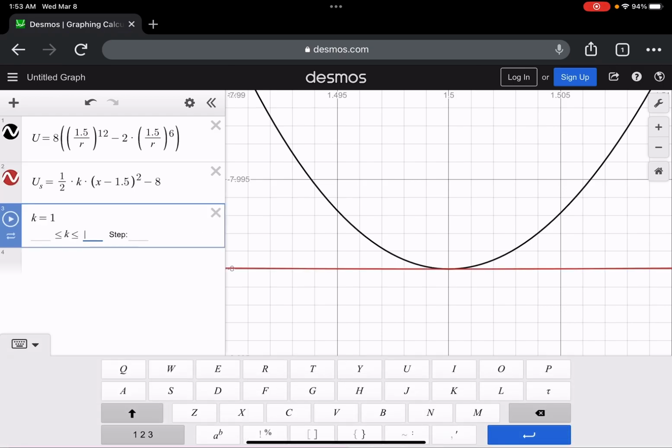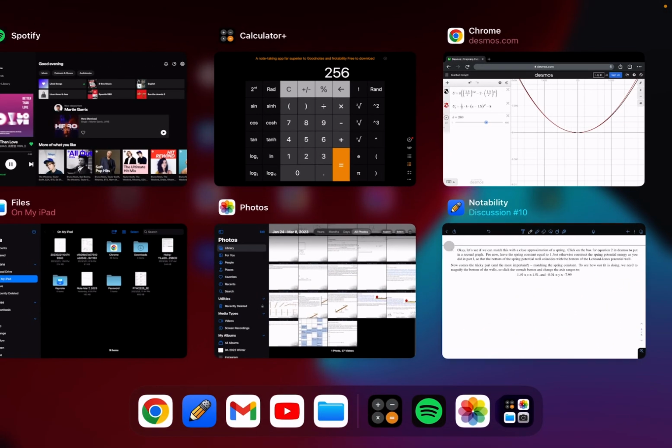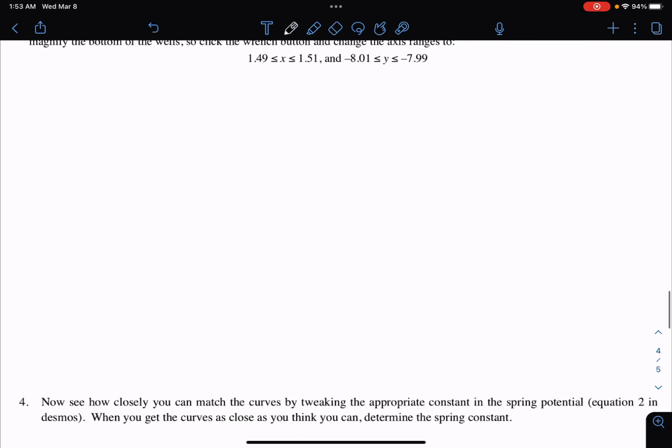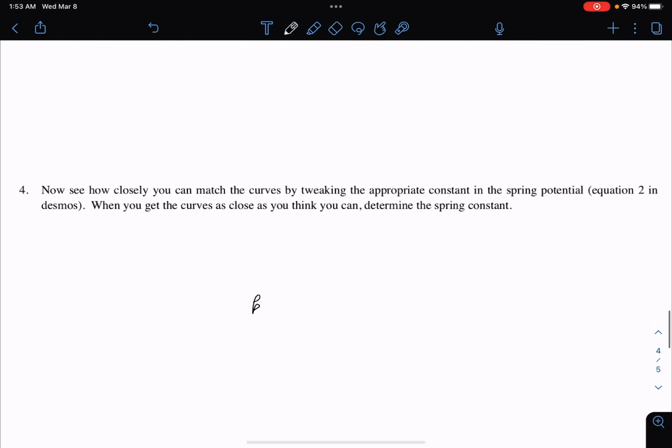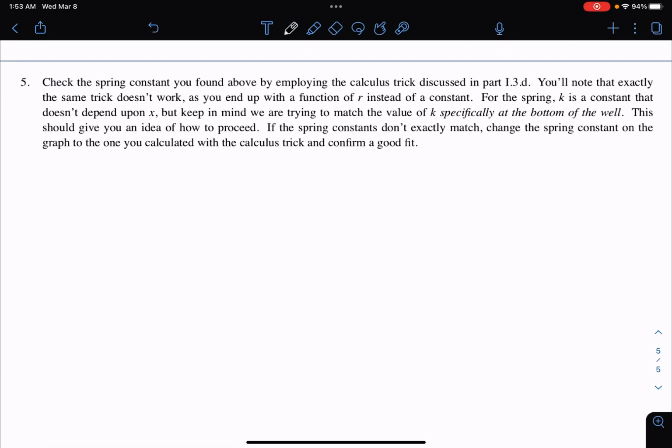If we let k be bigger, and now you see we can adjust k so that they look similar. So we get k is about 260 for this graph. And we can actually calculate it with the formula we have. So k will be the second derivative of potential energy. Right now the function is a function of r, so let's differentiate with respect to r, and it should be the second derivative at the lowest point.